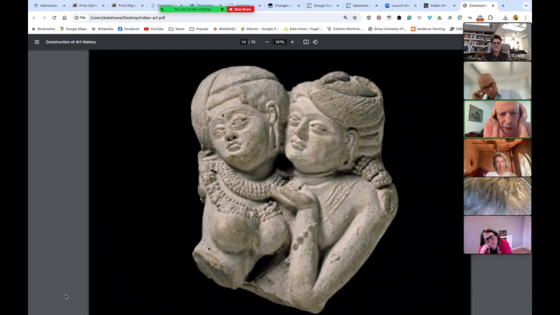Again, it's Shunga period. It shows a loving couple. So erotic depiction is common within this period of Indian art.